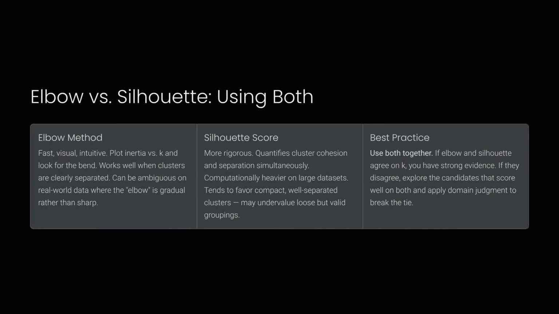The best practice is to use both the elbow method and silhouette score together. If they agree on K, you have strong evidence. If they disagree, explore the candidates that score well on both and use domain judgment to break the tie.